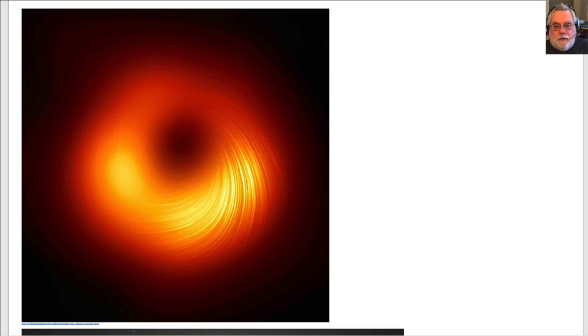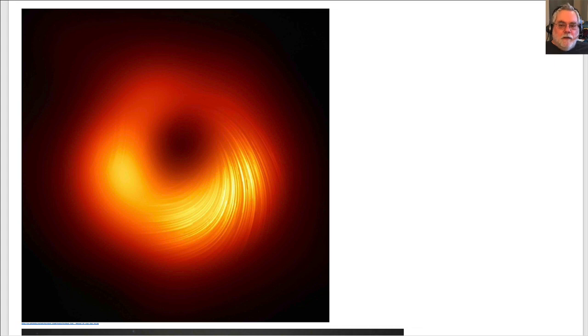This is an actual image from 2019 of the accretion disk around the 6 billion solar mass supermassive black hole M87 star at the center of the supergiant elliptical galaxy M87, 53 million light-years from us. Most other images of an accretion disk or black hole are artist's conception.